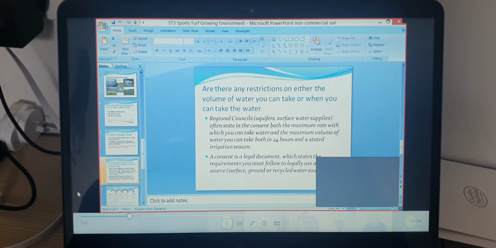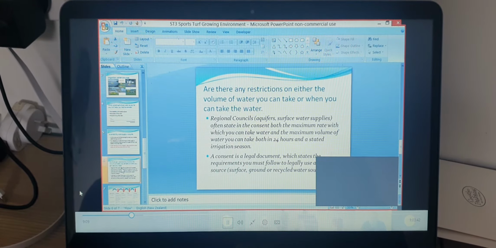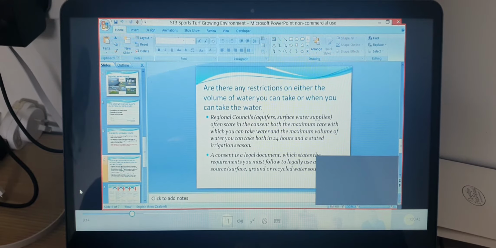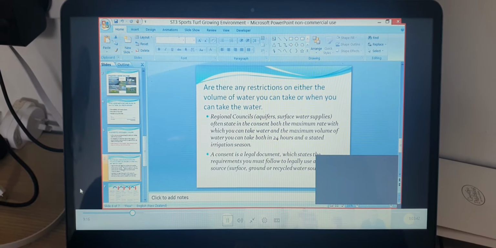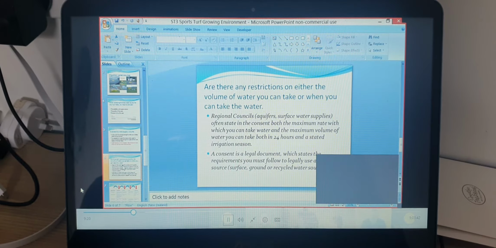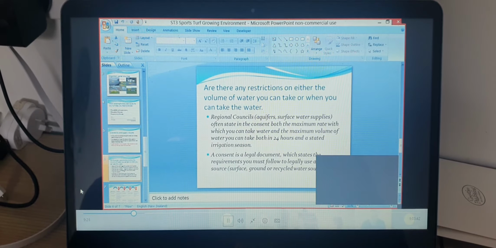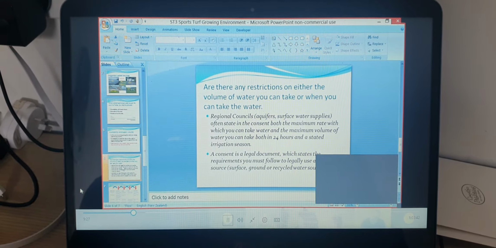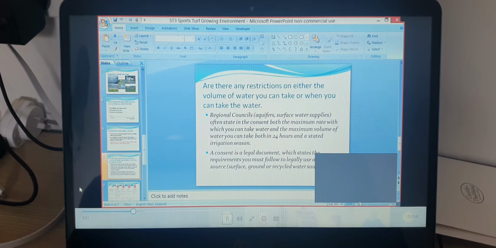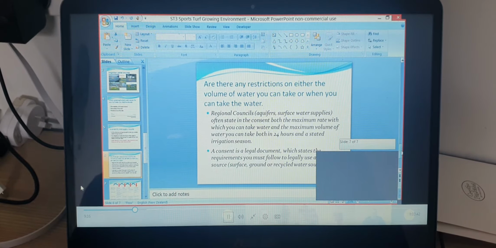And that sort of flows into any restrictions. So it's all good and well having the water source and the supply, but there's always different restrictions that you've got to consider around regional councils, around how much you can take, when you can take, and that's why it becomes critical. Sometimes you have to put in a consent, which is a legal binding document, and that is needed in place.